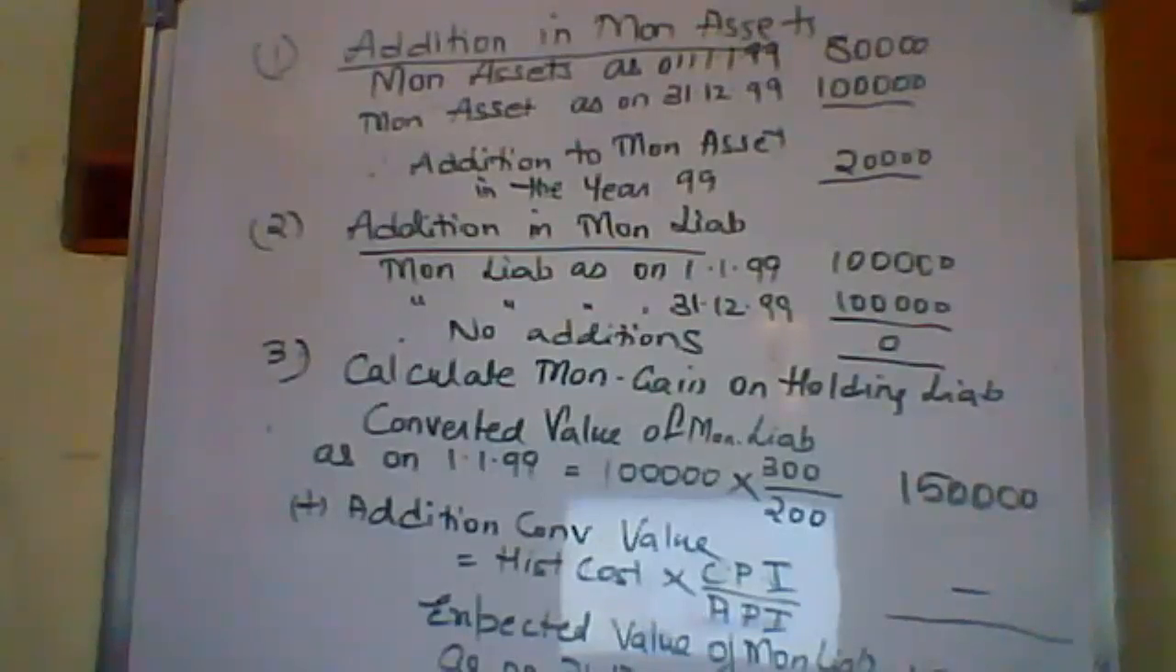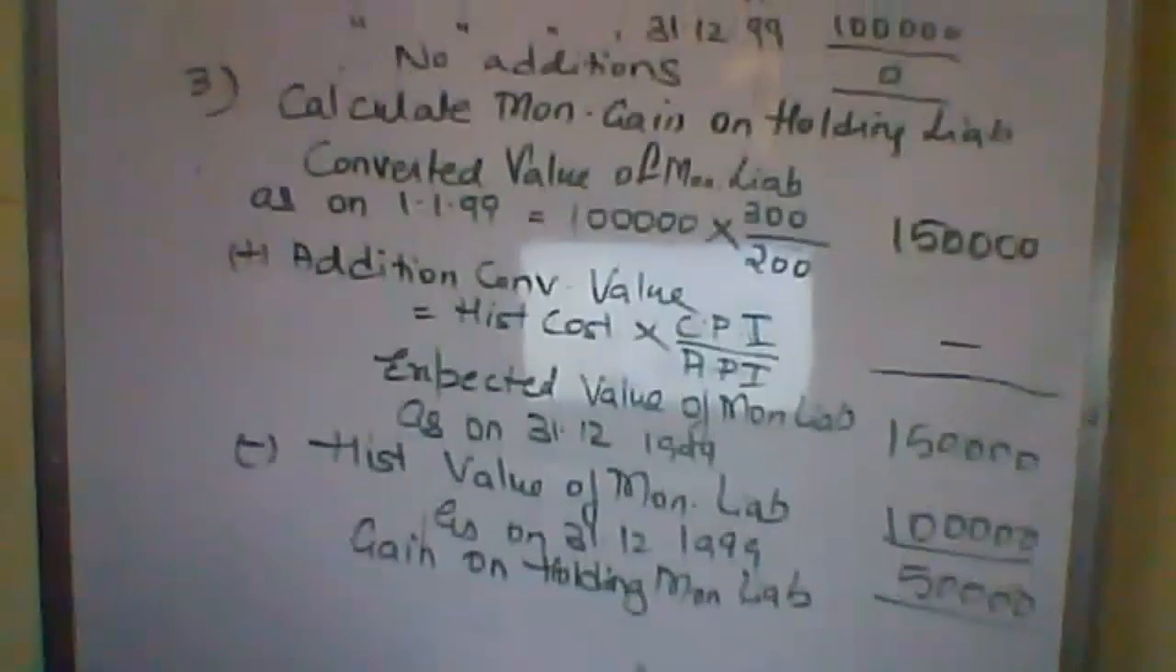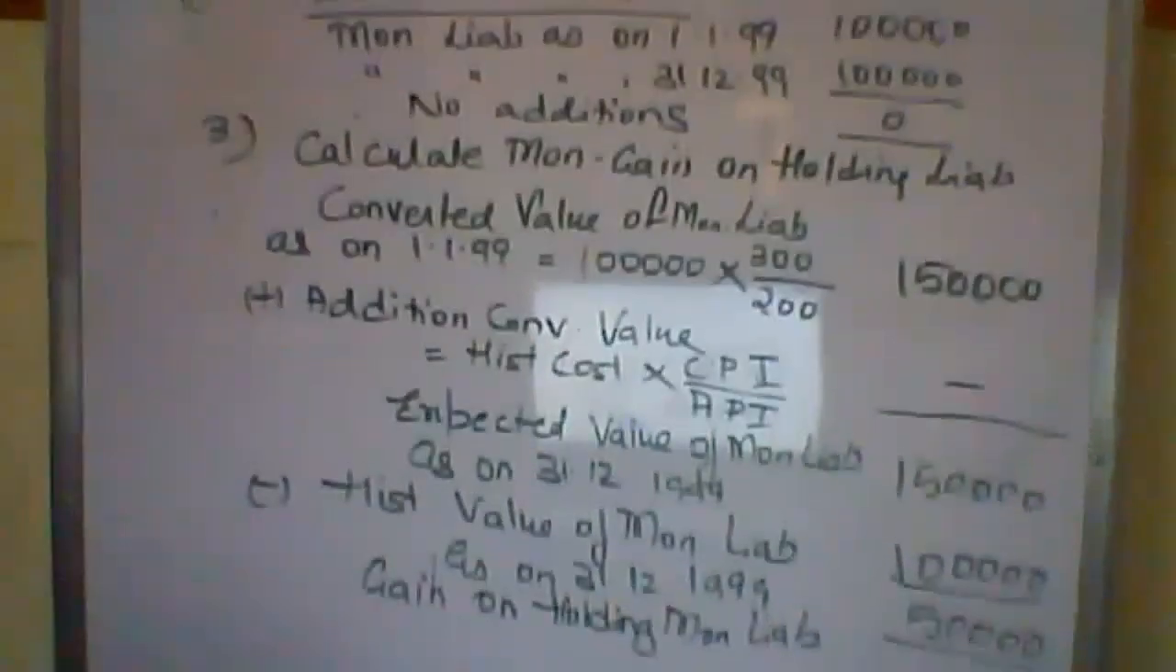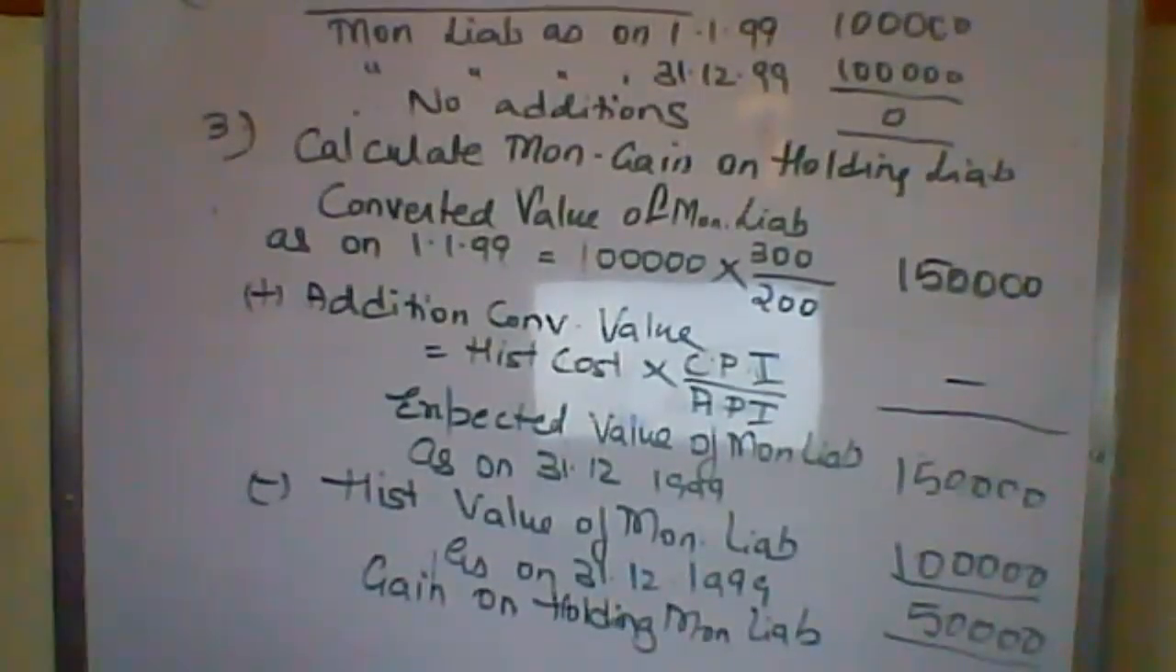Now, third step, you are supposed to find out how much is the monetary gain in your holding of monetary liabilities. Why do I say gain? As I already told you, on liabilities, when you pay, you will pay the paper value. You will not pay the inflated value. It means the converted value according to inflation will not be paid.